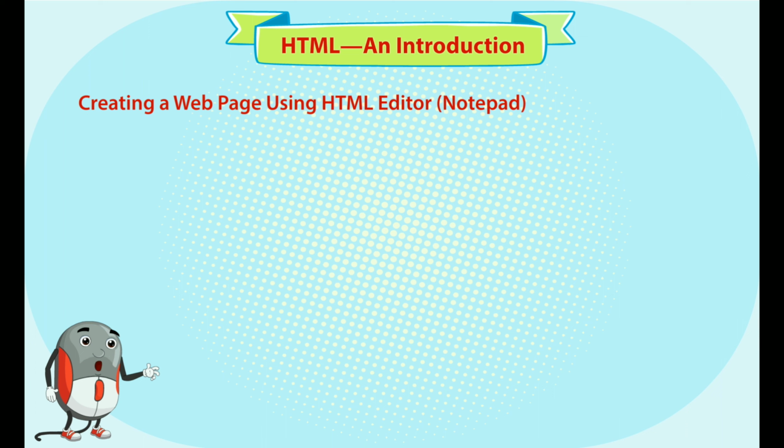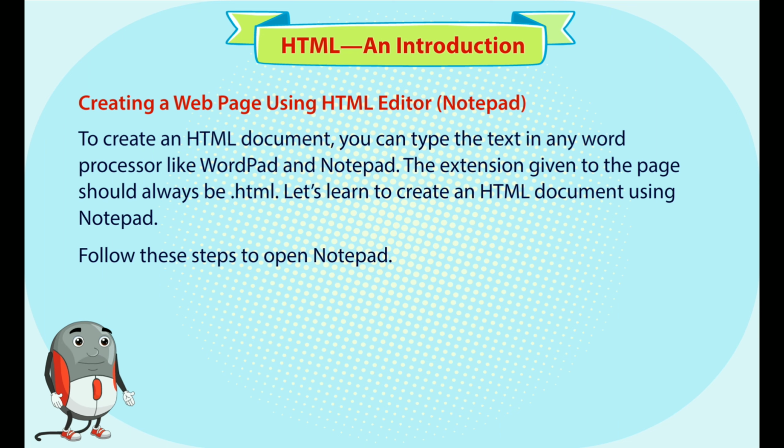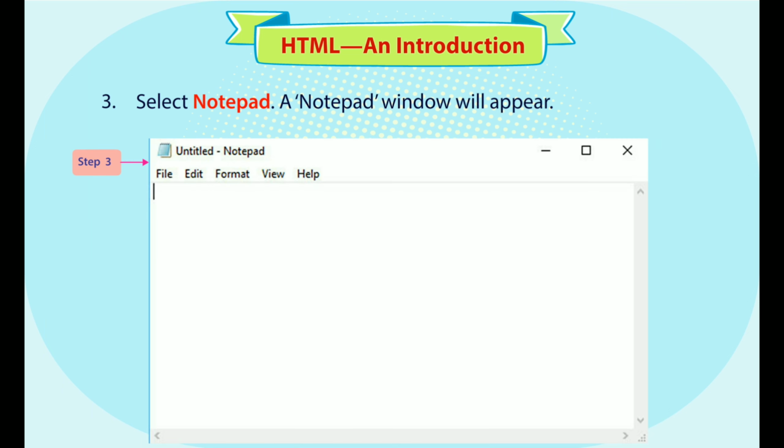Creating a web page using HTML editor, Notepad. To create an HTML document, you can type the text in any word processor like WordPad and Notepad. The extension given to the page should always be .html. Let's learn to create an HTML document using Notepad. Follow these steps to open Notepad. Click on the Start button. Click on the Windows accessories. Select Notepad. A Notepad window will appear.